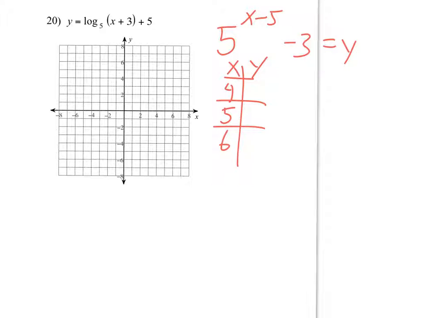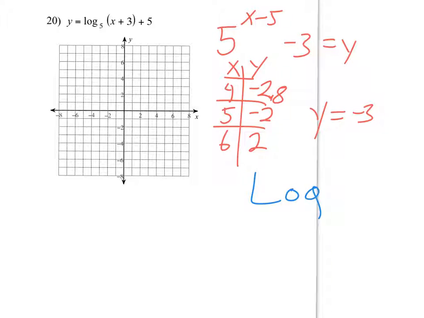When I plug these values in, 5 to the negative 1 is positive a fifth. Minus 3 is negative 2.8. We're going to have 5 to the 0 is 1, minus 3 is negative 2. And 5 to the 1 is 5, minus 3 is going to be positive 2. Finally, we have a horizontal asymptote at y equals negative 3.